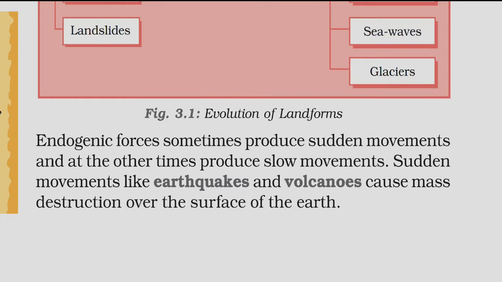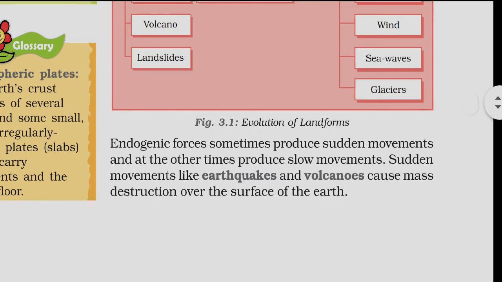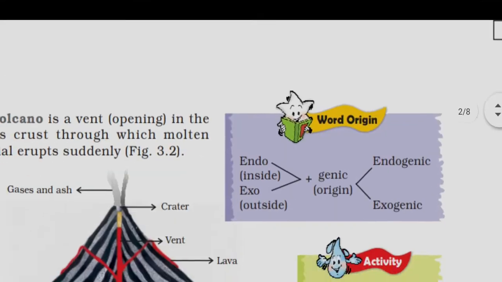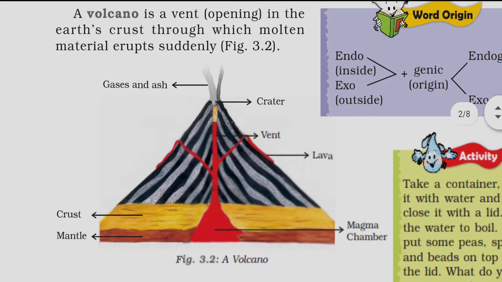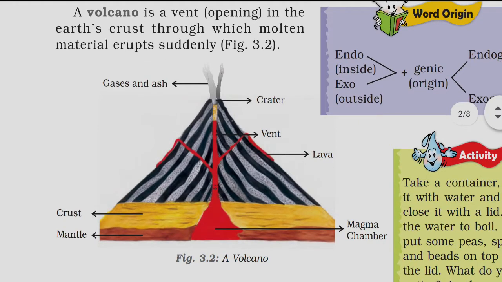Endogenic forces sometimes produce sudden movements and other times produce slow movements. Sudden movements are earthquakes and volcanoes, which cause mass destruction on the surface of the earth, that we have already discussed. Here is a picture which shows a volcano. Let's see the main parts of the volcano.